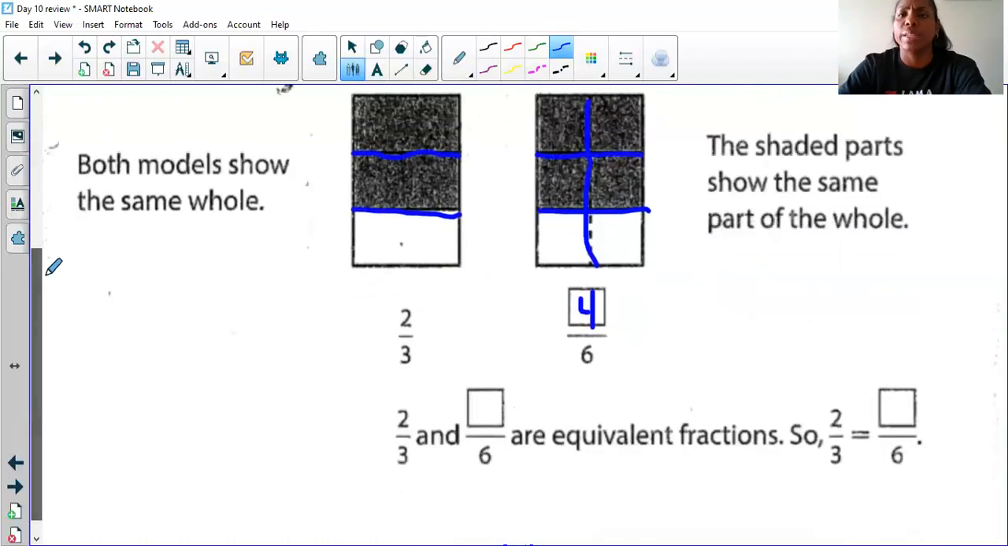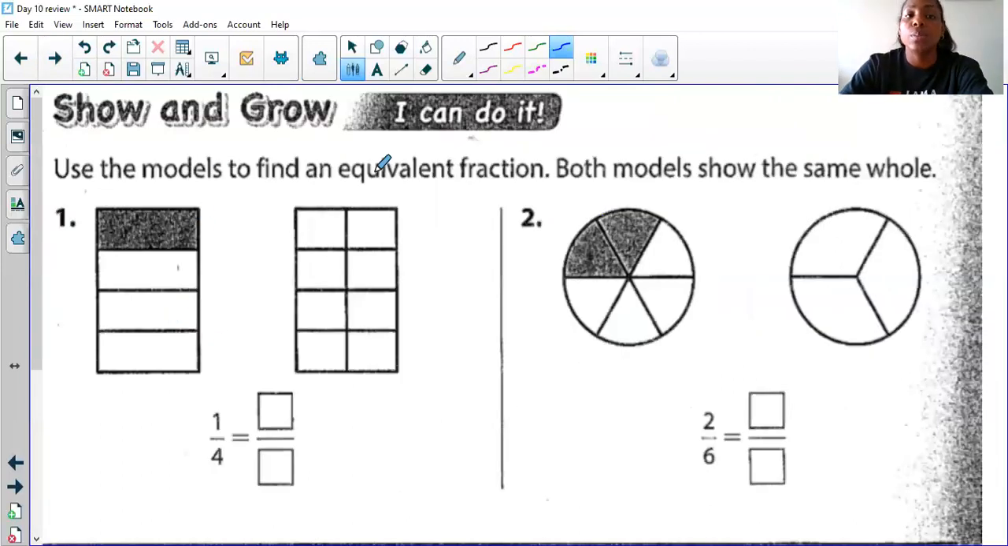Now that word equivalent, what does equivalent mean? Equivalent means equal. Good job. So 2/3 and 4/6 are equivalent fractions. So 2/3 equals 4/6. Awesome. Use the models to find an equivalent fraction.